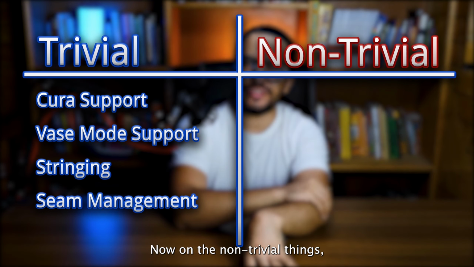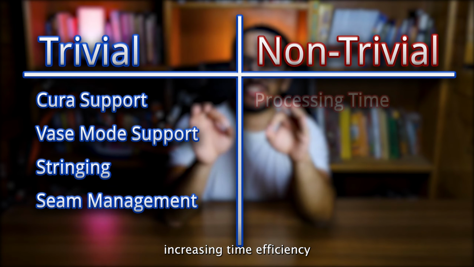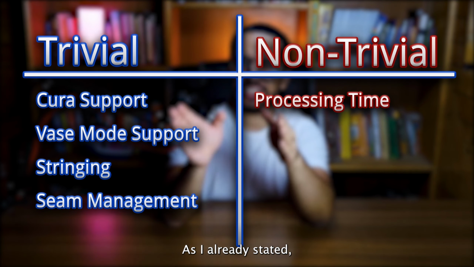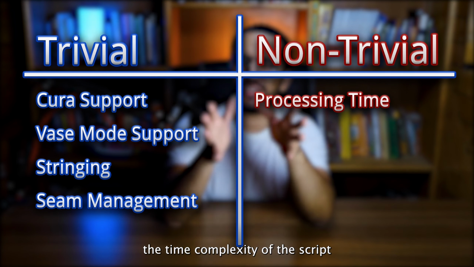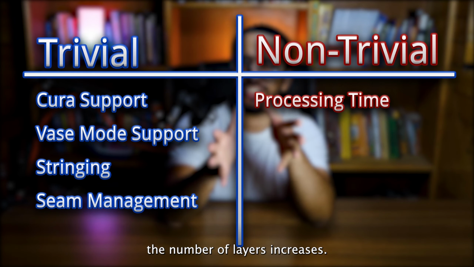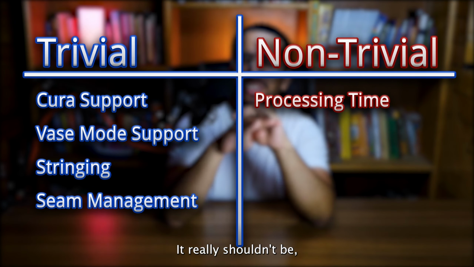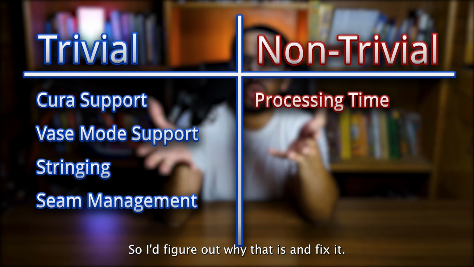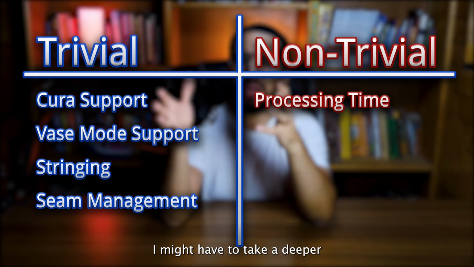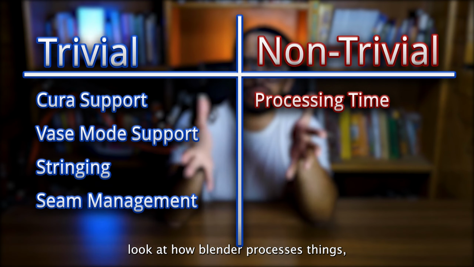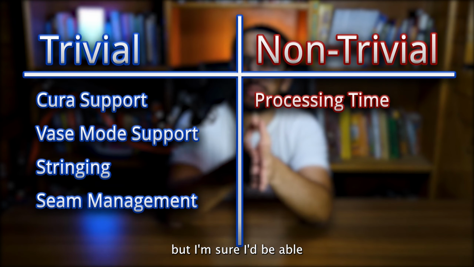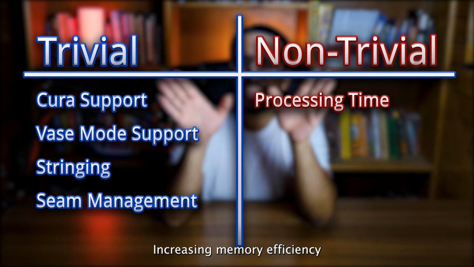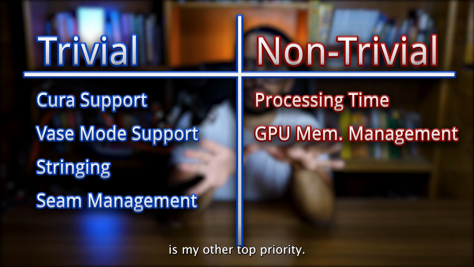Now on the non-trivial things, increasing time efficiency is my top priority. As I already stated, the time complexity of the script is exponential as the number of layers increases. It really shouldn't be, but for some reason it is. So I'd figure out why that is and fix it. I might have to take a deeper look at how Blender processes things, but I'm sure I'd be able to figure it out.